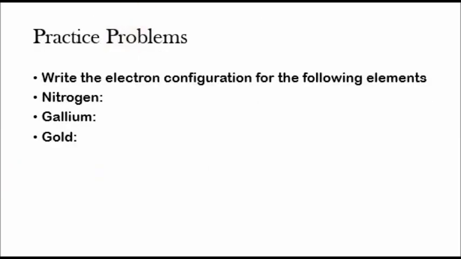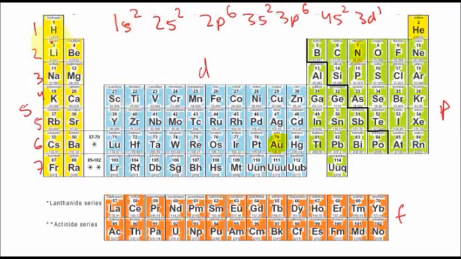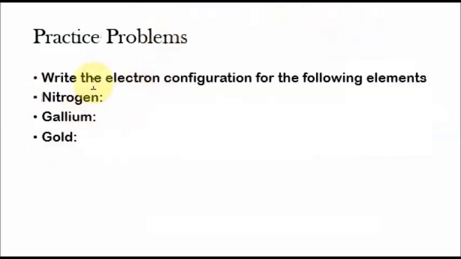Now let's look at a few practice problems. This is probably one of the types of questions you'll be asked: write the electron configuration for the following elements. So let's say nitrogen. Nitrogen is right here. So we start here. Again, 1s2, first energy level, s sub-block, so 1s2, then 2s2, and then 2p3. So that's all this is: 1s2, 2s2, 2p3.